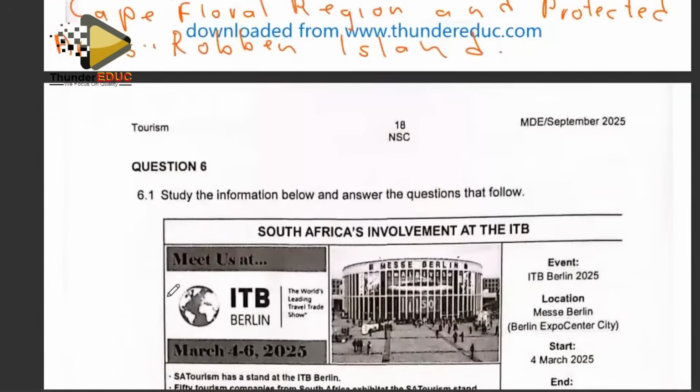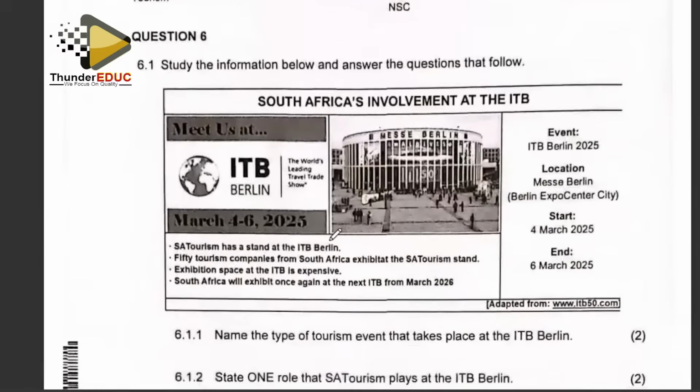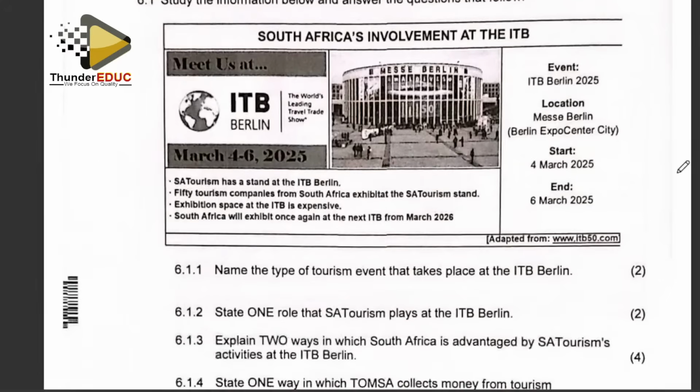Now, let's go straight to question 6, which has something to do with marketing. Study the information below and answer the questions that follow. South Africa's involvement at the International Travel Bourse, the world's leading travel show, which took place from the 4th of March to the 6th of March in 2025. Event ITB, Berlin 2025, location Messe Berlin Expo Center City, 4 March to 6 March. South Africa Tourism has a stand at the ITB. 50 tourism companies from South Africa exhibit at the tourism stand. Exhibition space at the ITB is expensive. South Africa will exhibit once again at the next ITB.